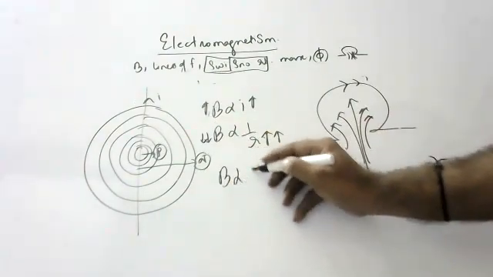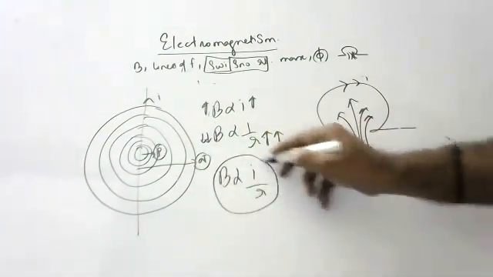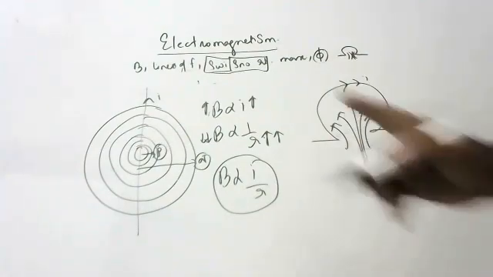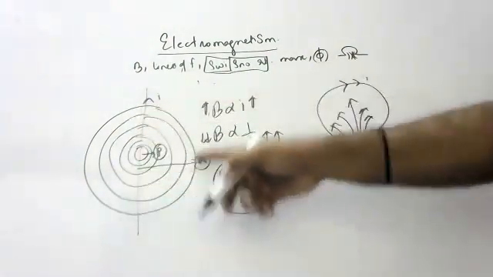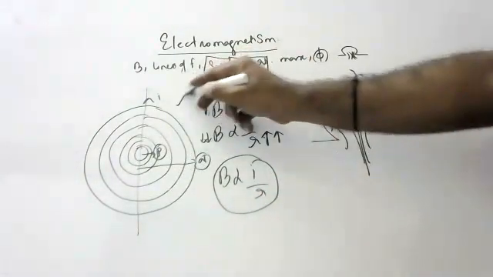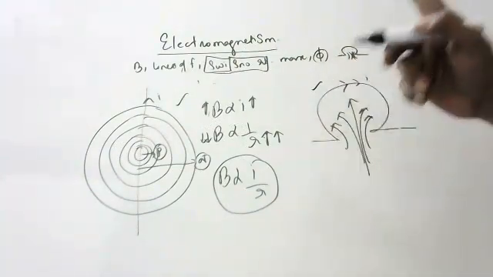So B is directly proportional to I and inversely proportional to R. This is called Biot-Savart's law. You will study it in higher classes, children. So around a straight conductor the magnetic field is circular. Around a circular conductor the magnetic field is straight. Okay, this diagram is also important. On what factors will it depend?